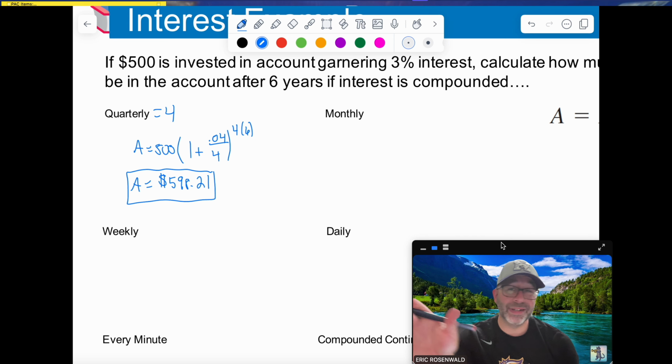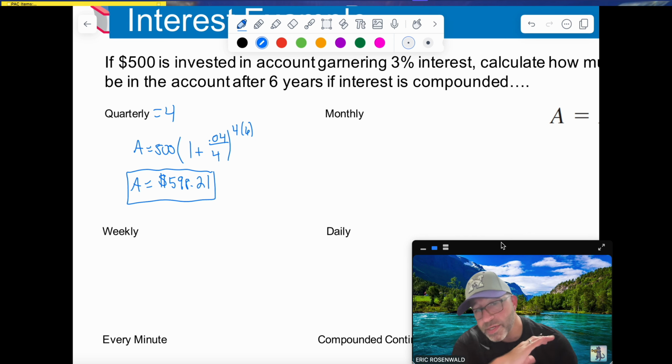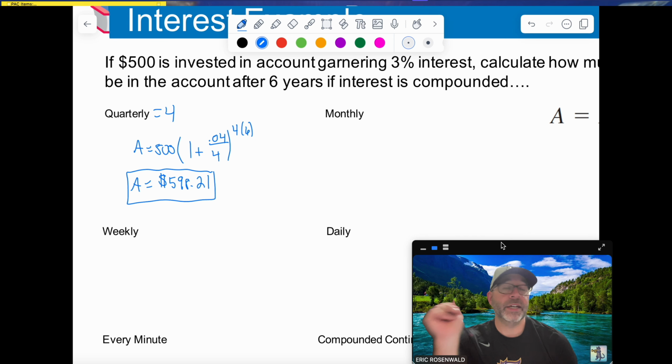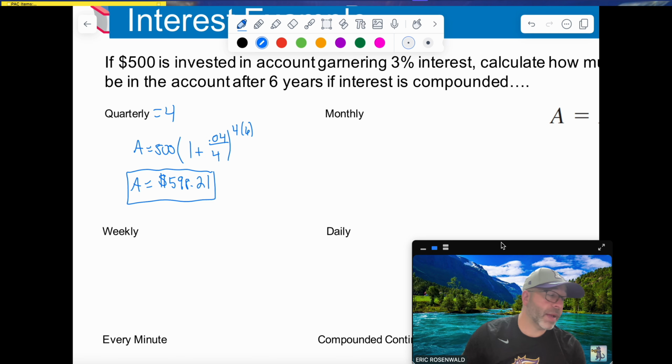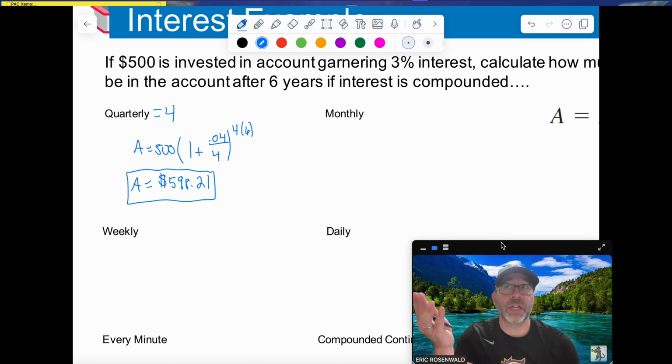Now, what this means is that I put 500 in. And at the end of 6 years, I don't even touch it. I do nothing to it. I now have $598.21. I have made $98.21 by doing nothing. So what happens when I go ahead and start increasing the number of times interest is happening? Logically, you would say it's going to grow, and it's going to grow a whole lot more, right?